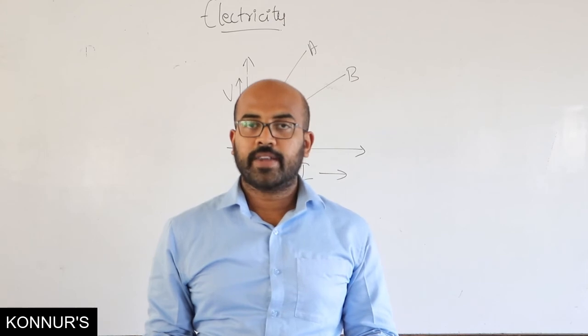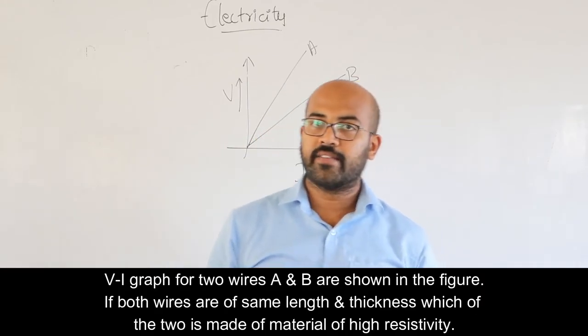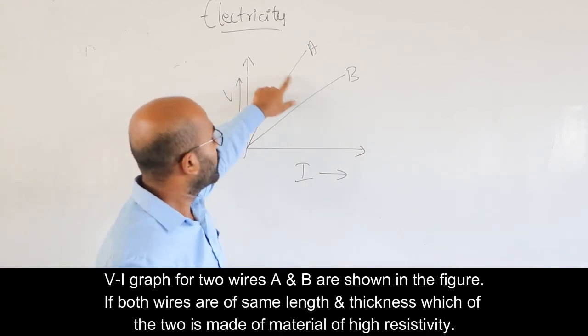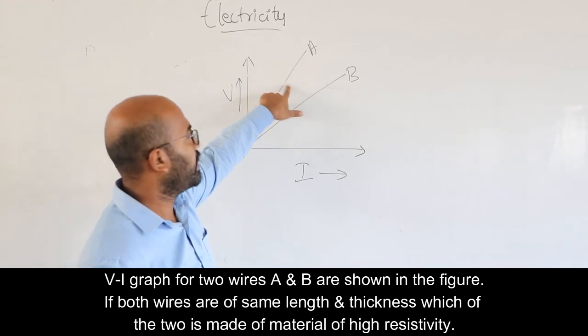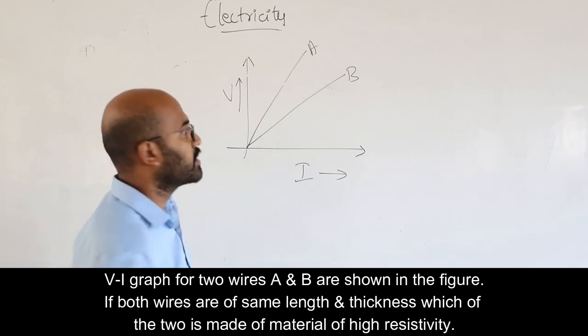So here they have given two graphs. VI graph for two wires A and B are shown in the figure. If both the wires are of same length and thickness, they have given same length and thickness. Which of the two is made of material of high resistivity? Here they are asking which material is having high resistivity. So if you look at this graph, there are two lines, that is, one is A and another is B.